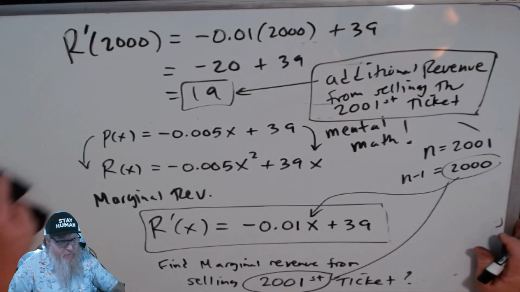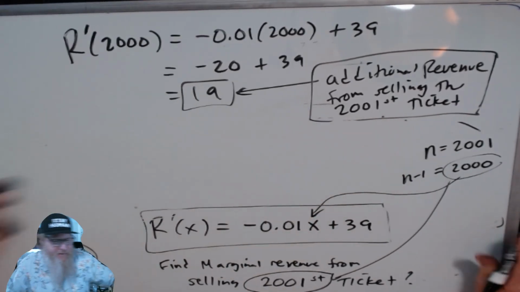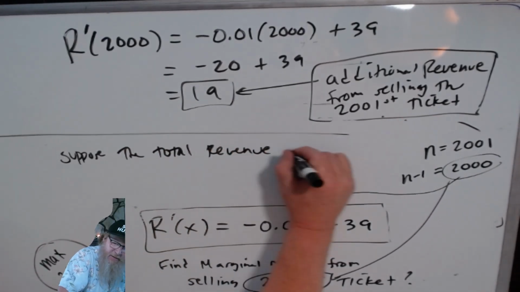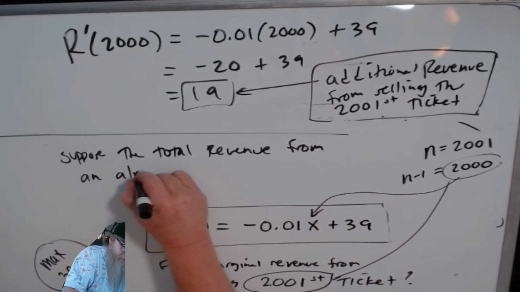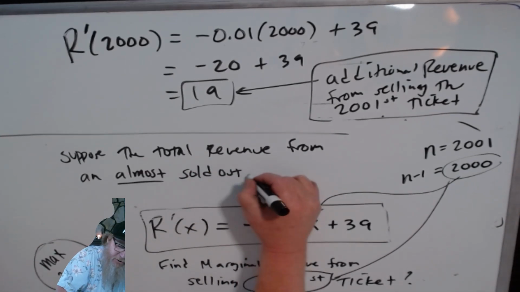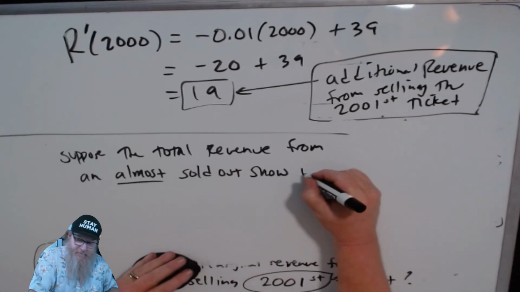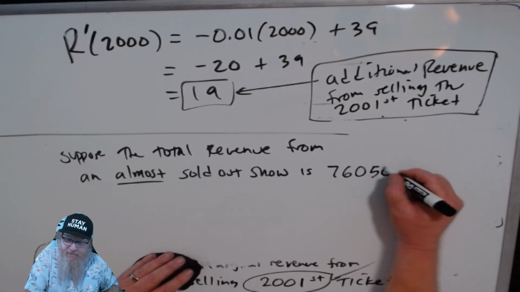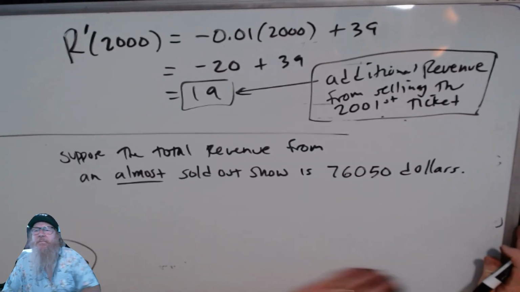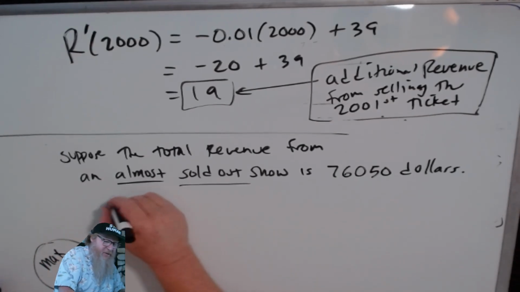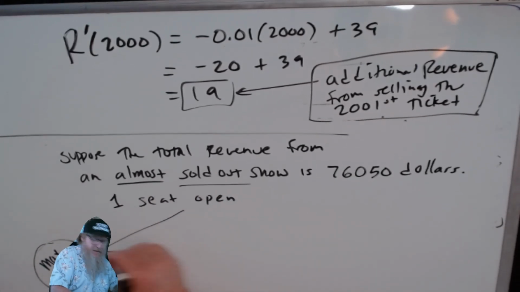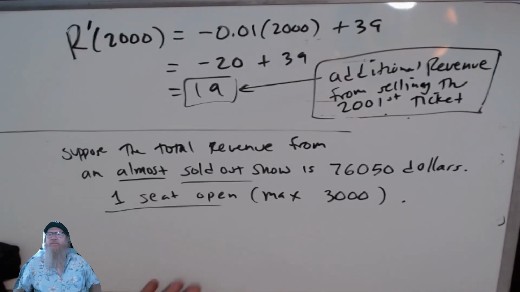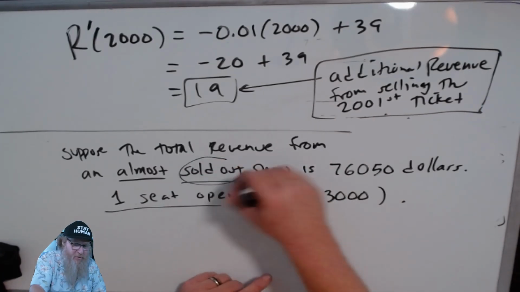Before I stop the video, I just want to say one more thing, and I've done a lot of the math ahead of time. This is more of just a think piece. Suppose the total revenue has already been given to you. We'll call this the almost sold out show. The almost sold out show revenue is $76,050. Almost sold out means there's one seat left. I remember our max capacity was 3,000. So in other words, this is almost sold out. There's one open seat.